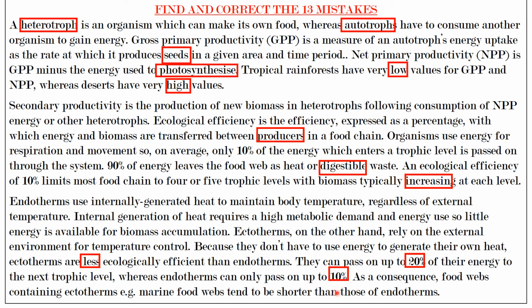Okay. As a consequence, food webs containing ectotherms, marine food webs, for example, tend to be shorter than those of endotherms. No, that should be longer, for the last mistake there.